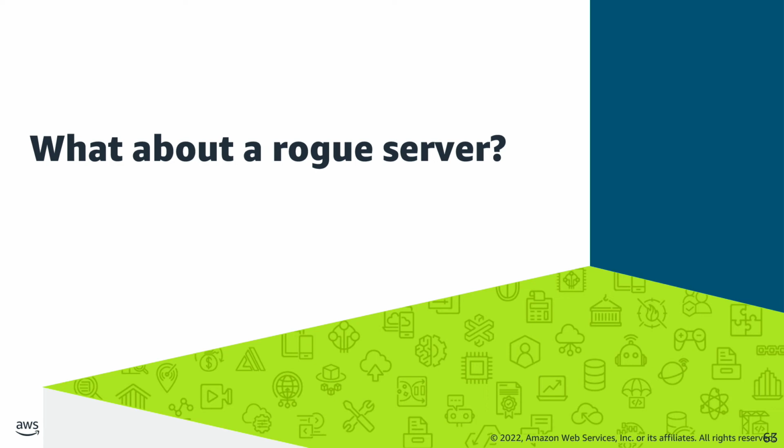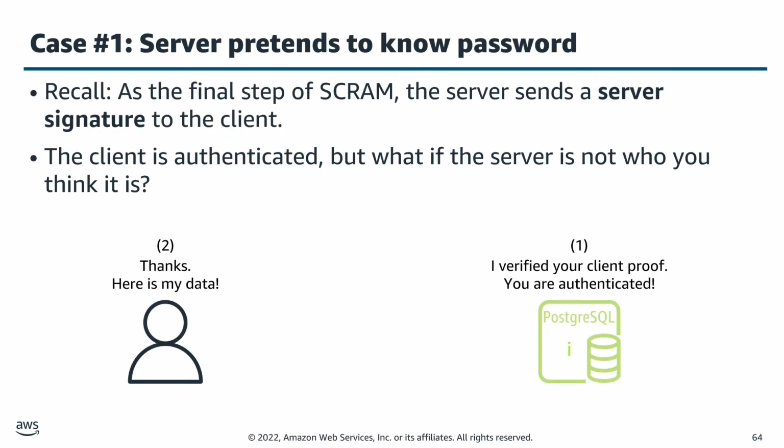So what about a rogue server? The one thing with SCRAM is you do need to consider this case. I mean, you need to consider rogue server cases in general, but in the context of SCRAM authentication, you need to consider this case. The first one we've already discussed, that Postgres actually says when it verifies the client proof, it says that you're authenticated. So that's why you need to make sure you verify the server actually knows the password. And again, this is general in SCRAM.